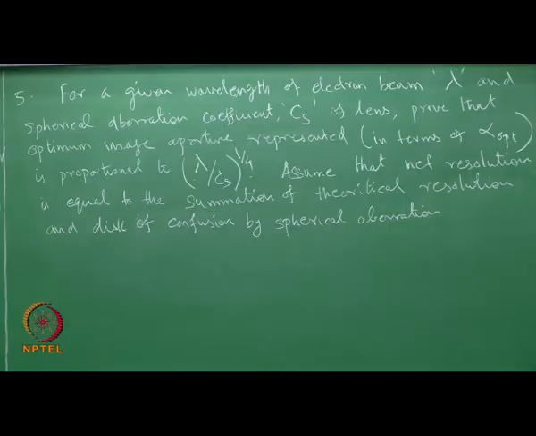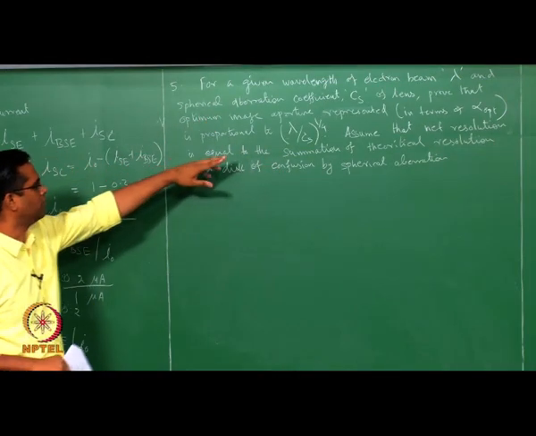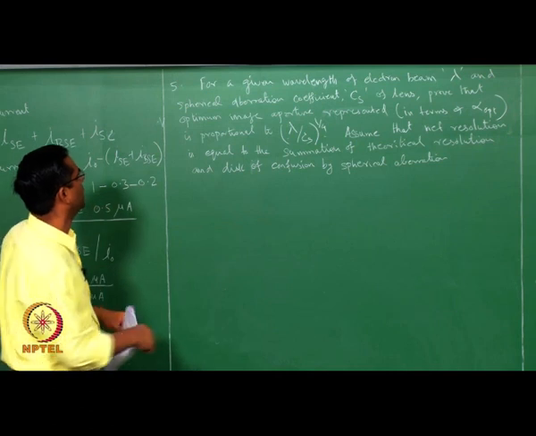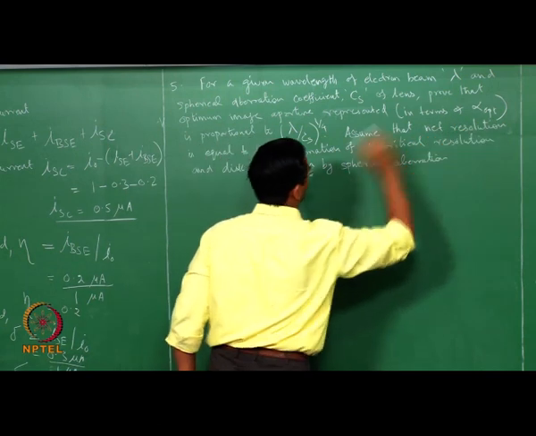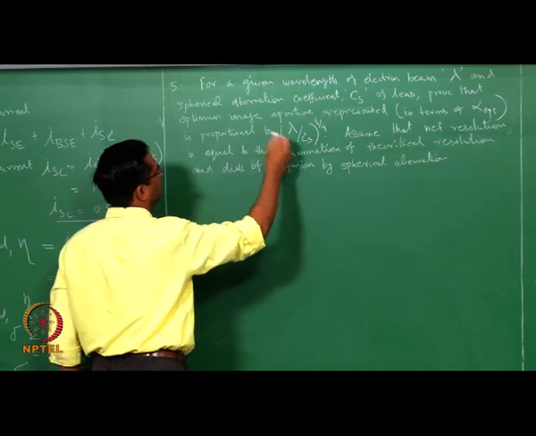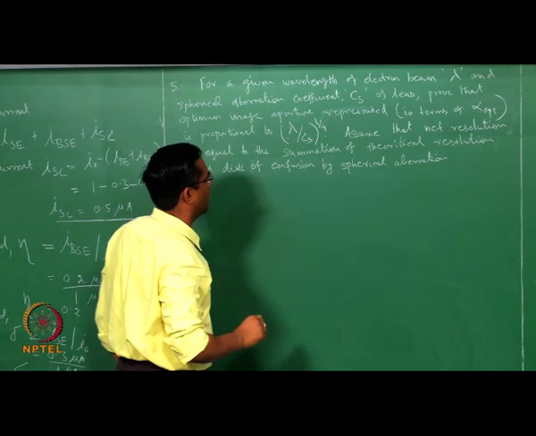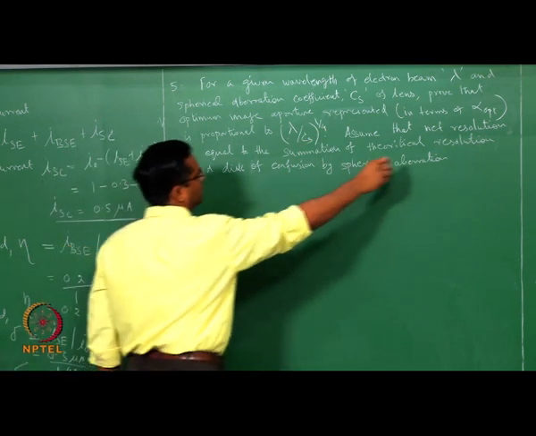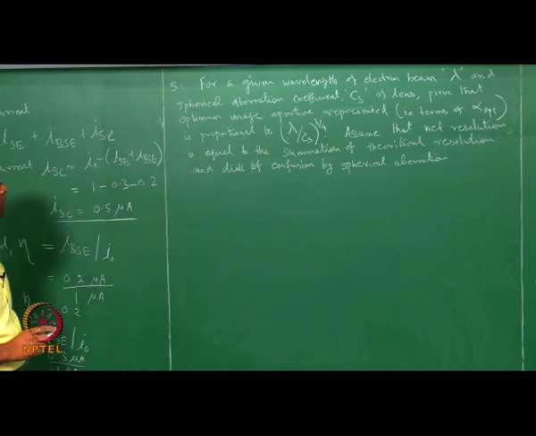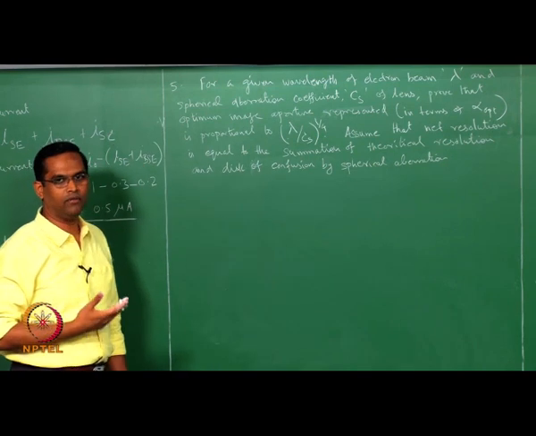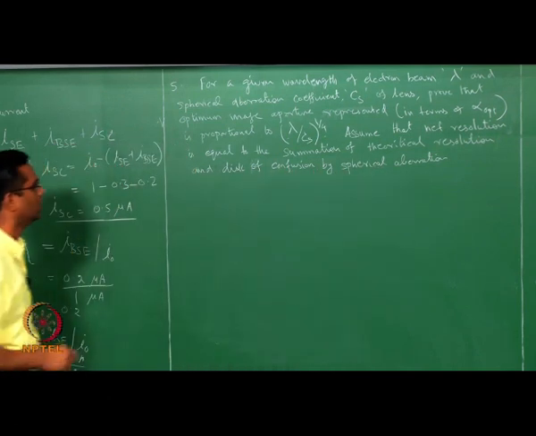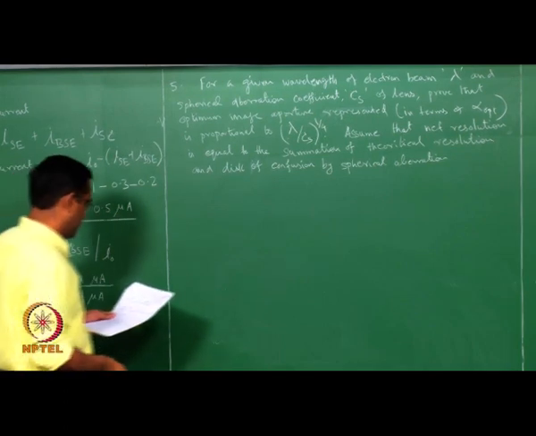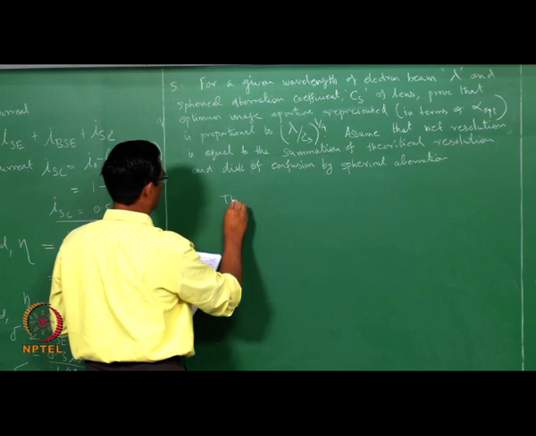So, the question is, for a given wavelength of electron beam lambda and the spherical aberration coefficient Cs of the lens, prove that the optimum image aperture, represented as alpha opt, is proportional to lambda by Cs to the power 1 by 4. Assume that the net resolution is equal to the summation of theoretical resolution, that is the disk of least confusion, plus the disk of confusion created by the spherical aberration. So, how do we go about this? What is the theoretical resolution?